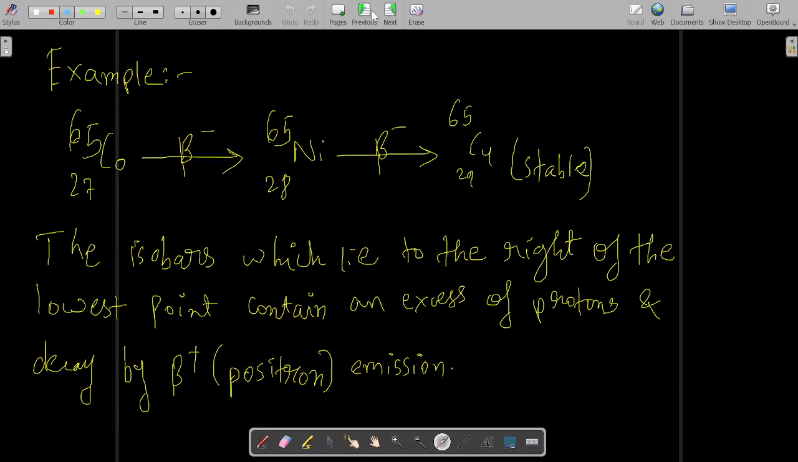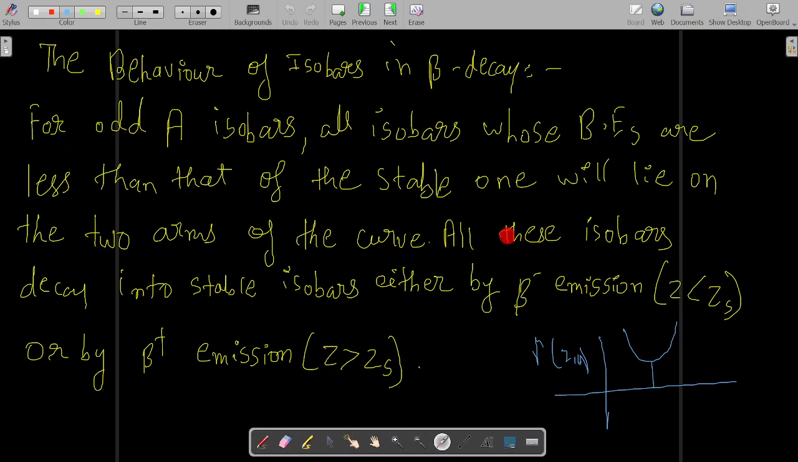That has been written over here. All these isobars decay into stable isobars either by beta negative emission, that is Z is less than Zs, meaning the left hand side area, or by beta positive emission, meaning Z is greater than Zs, that is the right hand side of the curve. I have already explained this.